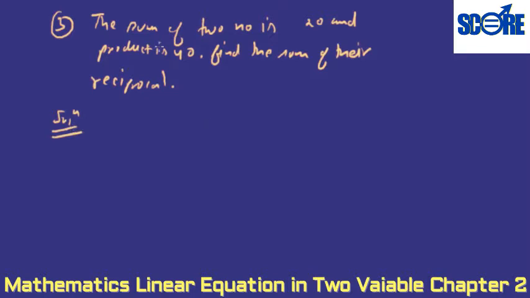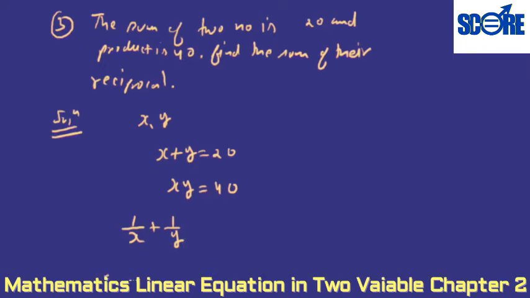हमें क्या दे रखा है? हमें बता रखा है कि दो नंबर का सम 20 है. Let the numbers be x and y. सो अकॉर्डिंग टू क्वेश्चन इनका सम कितना है 20. सो x plus y equals to 20 और इनका प्रोडक्ट कितना है 40. x into y is 40 and what we have to find? We have to find the sum of their reciprocal, that is 1 upon x plus 1 upon y.